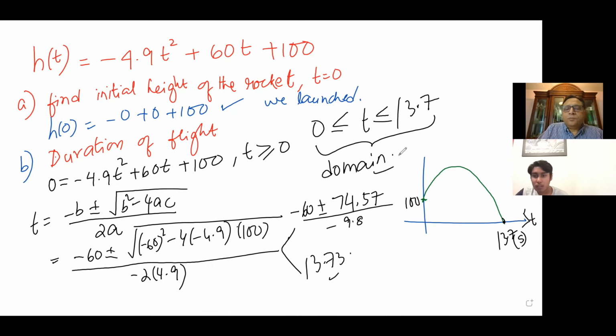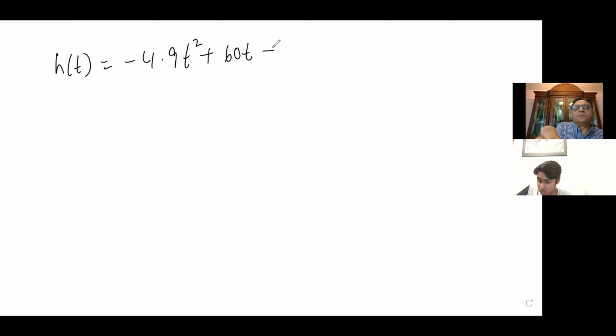Now, there are so many other parameters which we can find. So we got 13.7. Let's erase this page and go to a new page. So we got this function h of t, which is minus 4.9 t squared plus 60t plus 100. And we found that time t is between 0 and 13.7 seconds. Clear? Now, how do you find the maximum height?